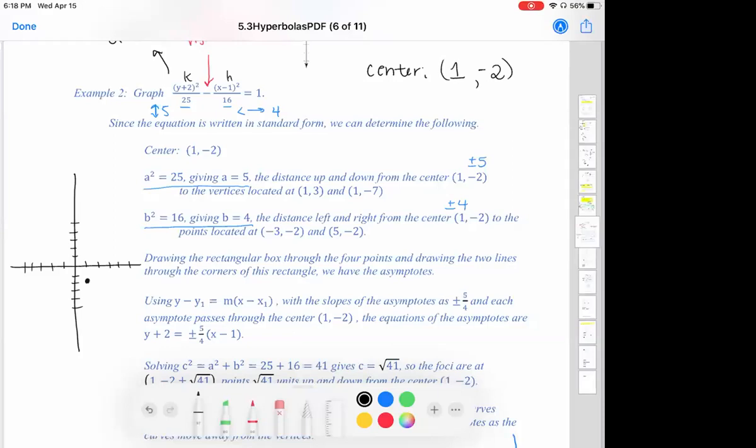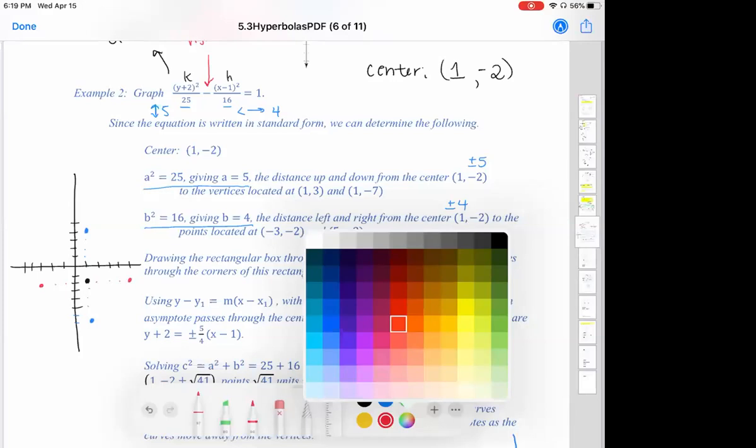That's our center. I know I will go up and down 5. 1, 2, 3, 4, 5. 1, 2, 3, 4, 5. And I'll go left and right 4. From the center, 1, 2, 3, 4. 1, 2, 3, 4. And with that, we draw a dotted box.